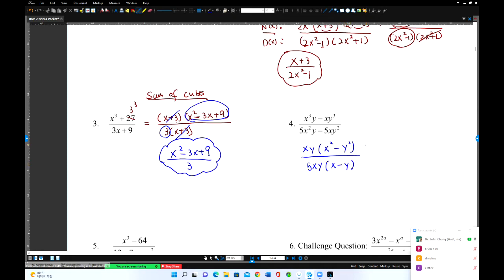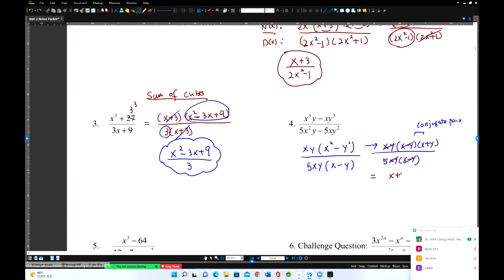But we didn't complete the numerator, because xy times x squared minus y squared is a difference of two squares, which can be factored further: x minus y, x plus y. Conjugate pairs. Over 5 times x times y and x minus y. xy is a common factor, x and x, y and y, the same thing, so this is out.